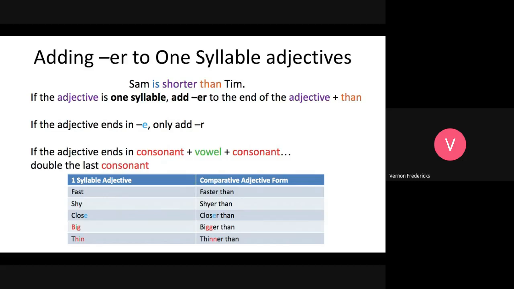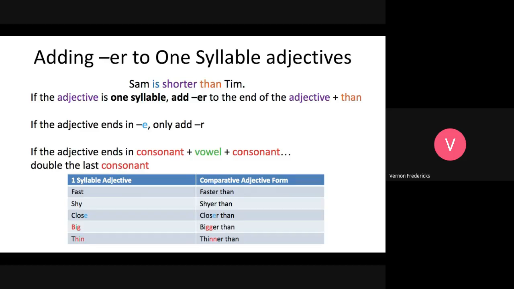Fast, a one-syllable adjective. Compare it with something else, faster than. Shy, a one-syllable adjective. Compare the adjective, shyer than. For example, a Ferrari is faster than a Toyota. Ahmad is shyer than Abdullah.